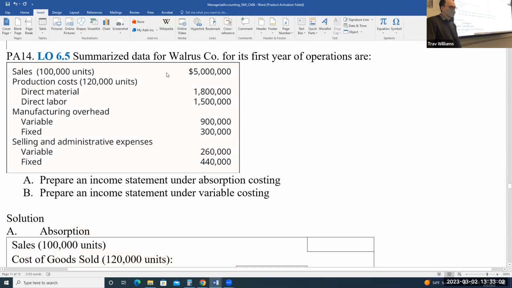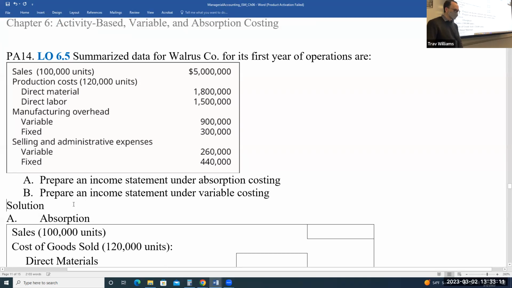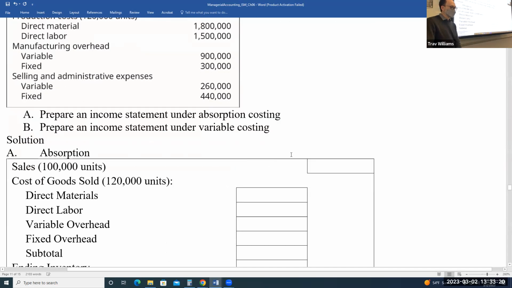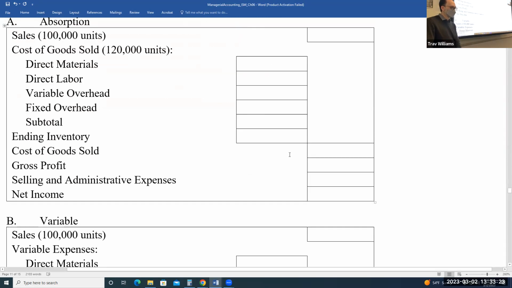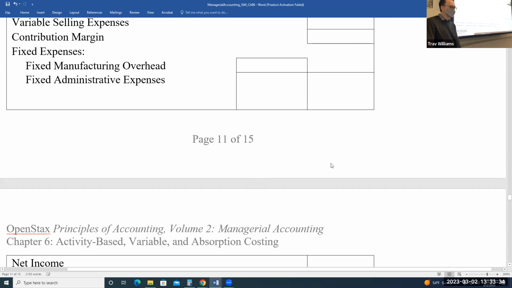So it's this company's first year of operations. They give us all the data here. We're doing absorption and variable costing. Do you remember me saying absorption costing is what we've been doing all along, and variable costing is what's new? So first we're going to go through absorption costing and make this income statement. Then we'll see how it looks different with variable costing and how it impacts the net income at the bottom.